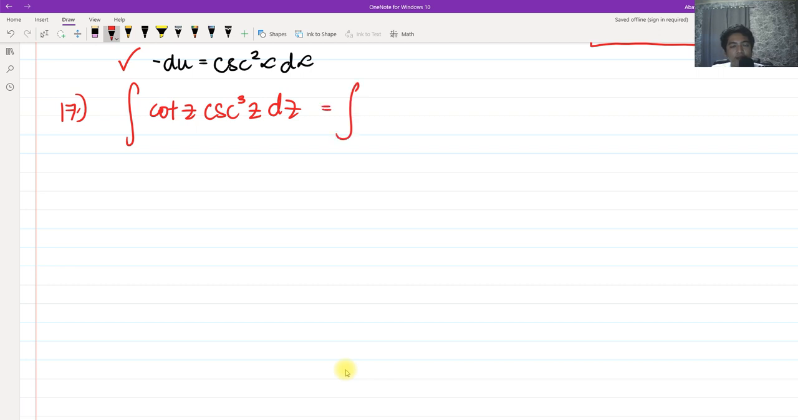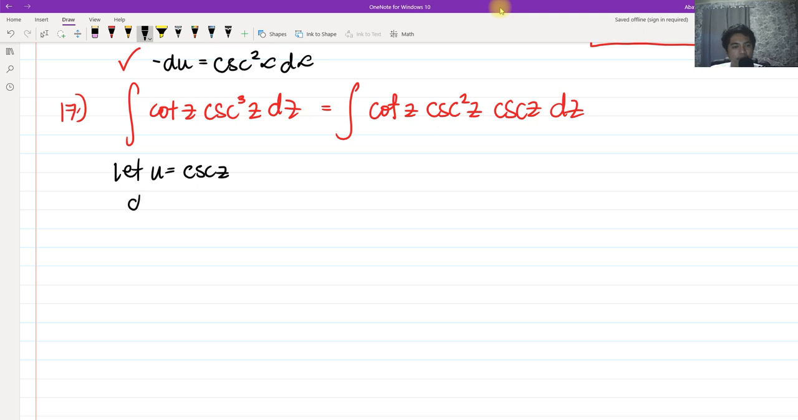So we can factor out first one factor of cosecant. So we have cotangent of z, cosecant squared z, and then we have cosecant z dz. So we have split off one cosecant here. The purpose is that if we are going to let u as the cosecant z, we know that the derivative of that should be negative cosecant z cotangent z.